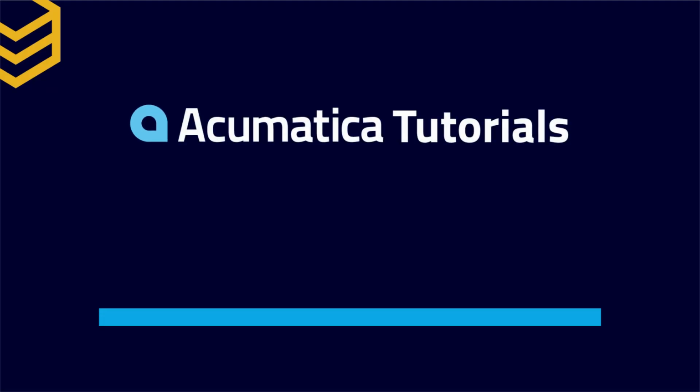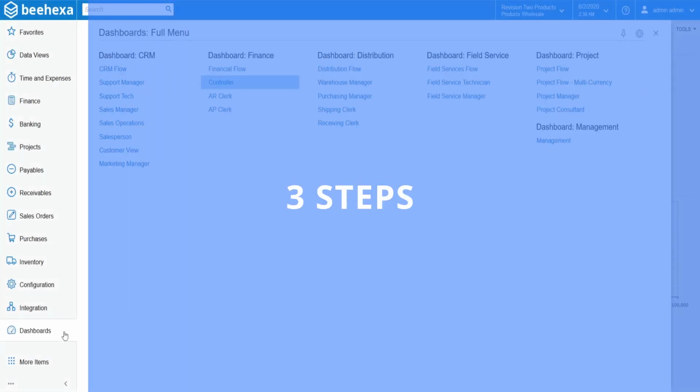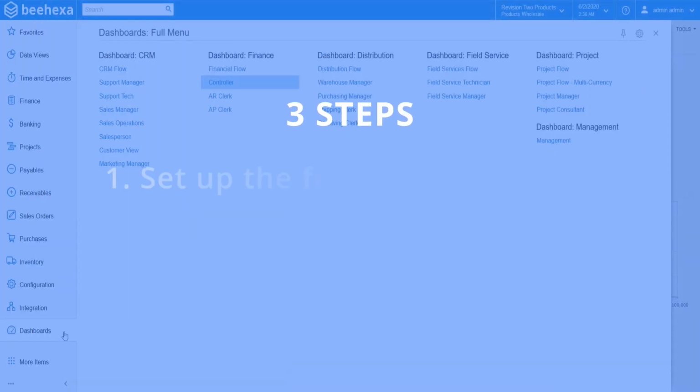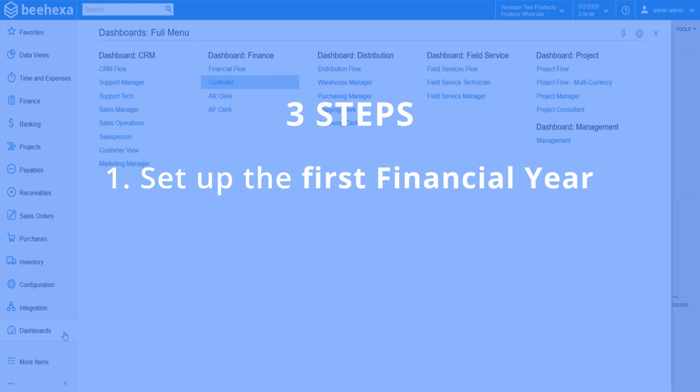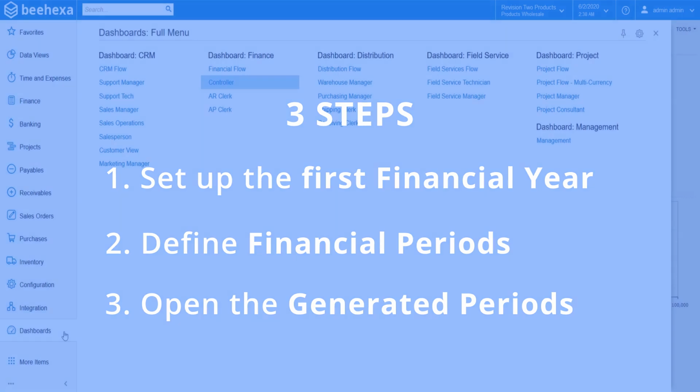In this tutorial, we'll show you how to define the financial year in Acumatica. This activity involves three steps. Step 1, set up the first financial year, or commonly known as fiscal year. Step 2, define financial periods for the first financial year. Step 3, open the generated periods.